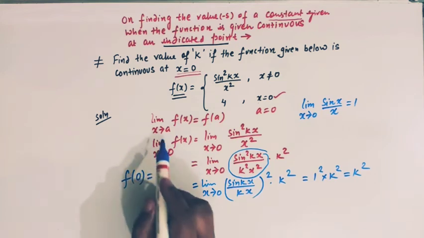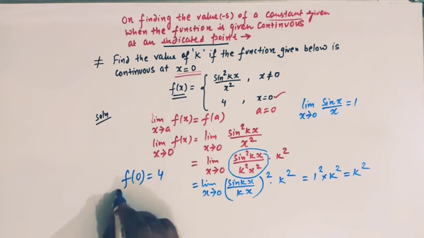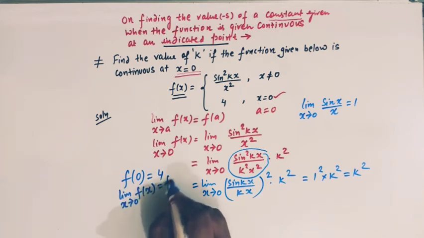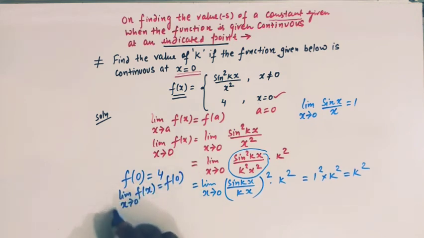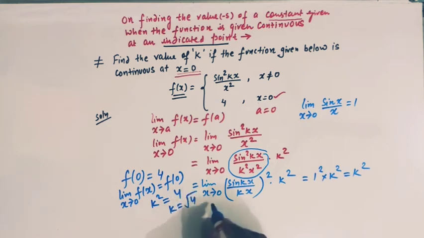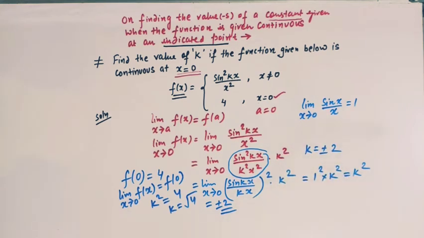Now f of 0, because at x equal to 0, f of 0 is given as 4, and the function is given as continuous, so limit x tends to 0, f of x is equal to f of 0. So this limit is equal to k square, so we have k square is equal to 4, so k is equal to square root of 4, and this is equal to plus minus 2, right? So therefore the value of k is plus minus 2, right?